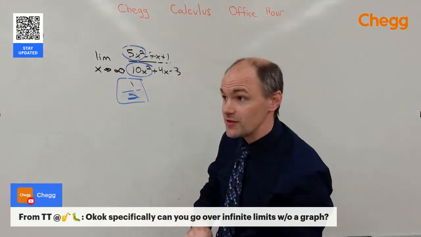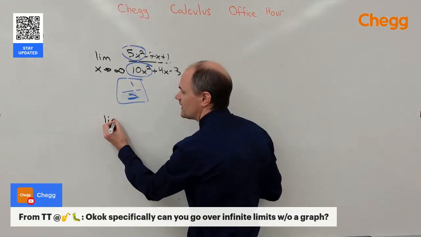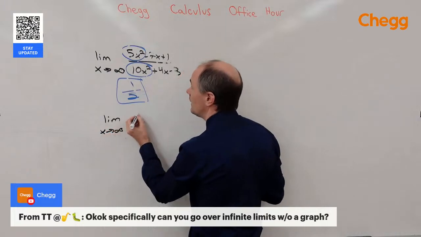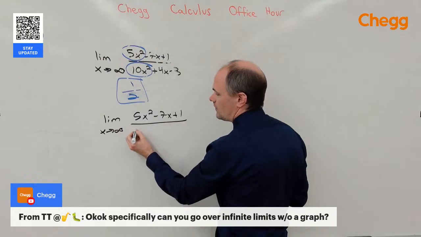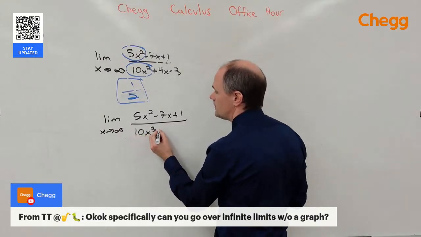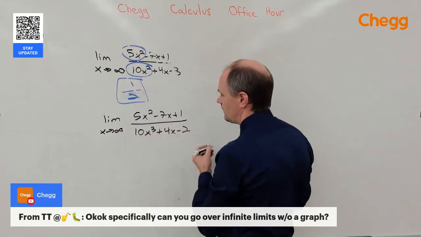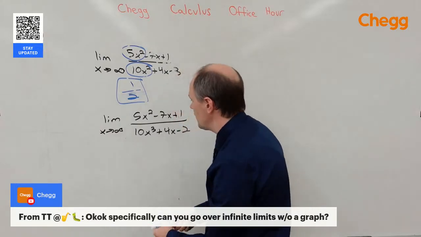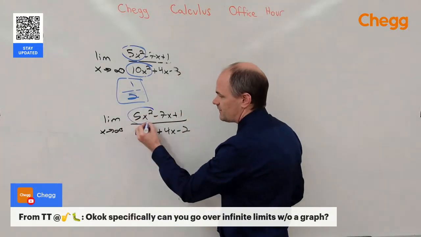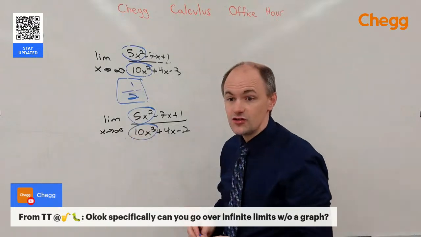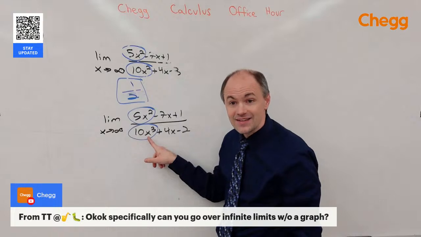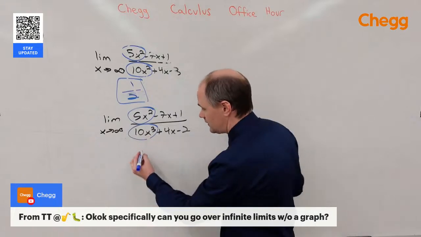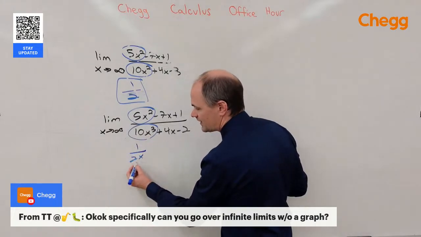Contrast that, I told you there were going to be 3 cases. Contrast that with the limit as x goes to infinity of 5x squared minus 7x plus 1 over maybe 10x cubed plus 4x minus 2. This time, the 5x squared takes over, and the 10x cubed takes over. But notice when we reduce these, we end up with an x left over in the denominator. We end up with 1 over 2x.